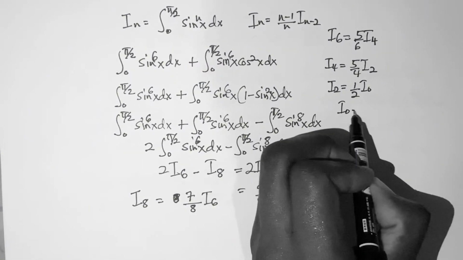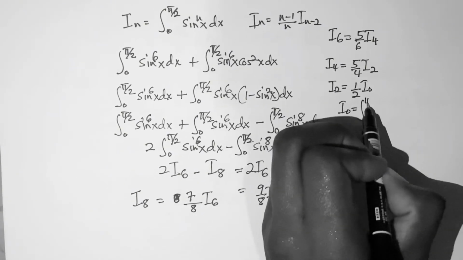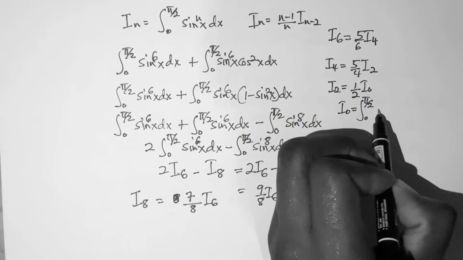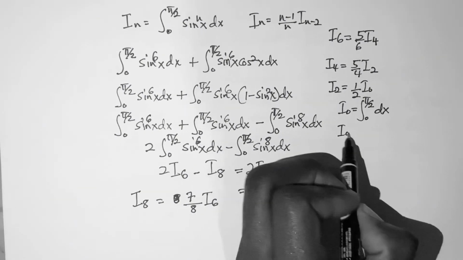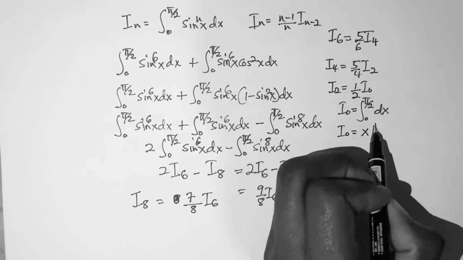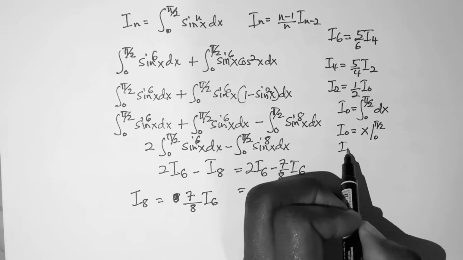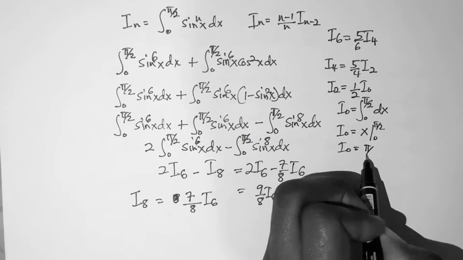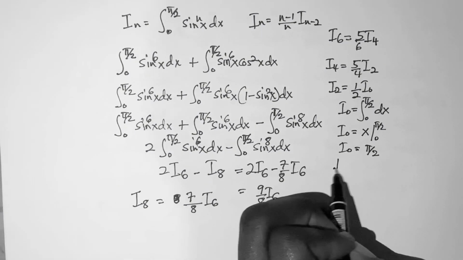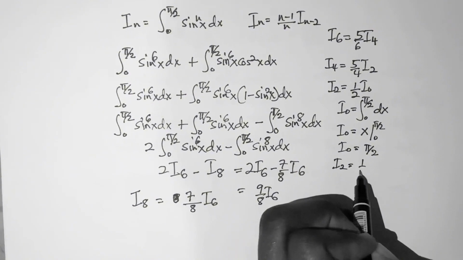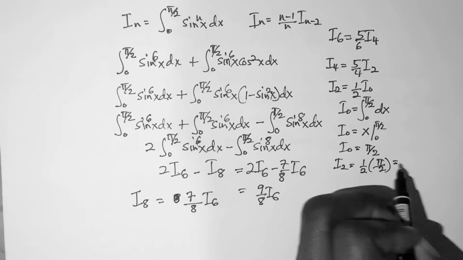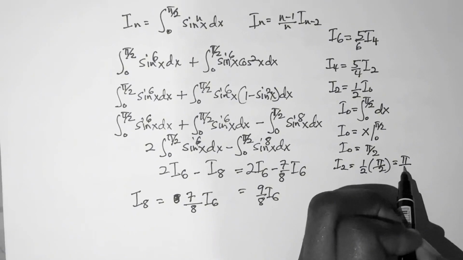So I_0 is equal to the integral from 0 to pi/2 of sin^0 x, which is 1, so dx. So I_0 is equal to, if you integrate dx, you get x evaluated from 0 to pi/2. So I_0 is equal to pi/2. So now we can find I_2. I_2 is equal to 1/2 times I_0, which is pi/2, and this is equal to pi/4.